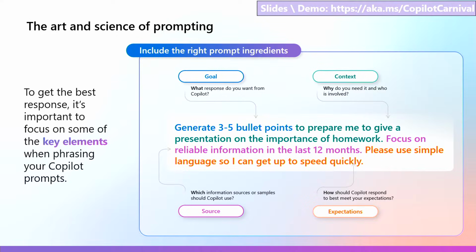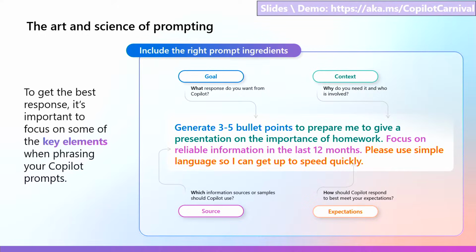The more context that you can provide the prompts that you write, the better the results that you're going to see. Each of these elements, the ingredients listed here, are really just additional context, but I like that it's stated here. The goal is that we want to generate 3 to 5 bullet points. Some additional context is that we want to do this to prepare for a presentation on the importance of homework. Then the source is that we want to focus on reliable information from the last 12 months.